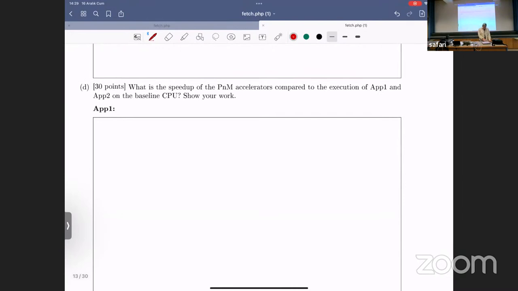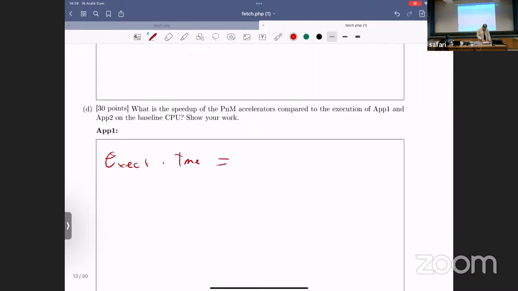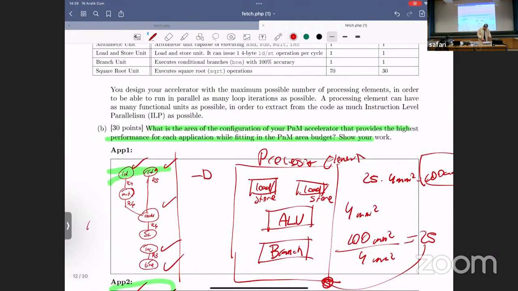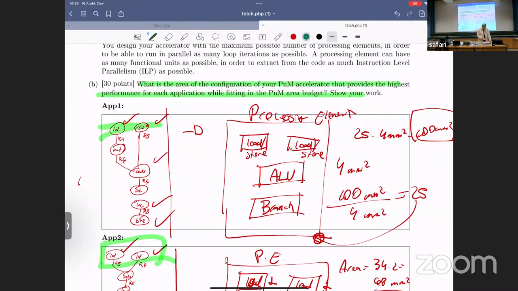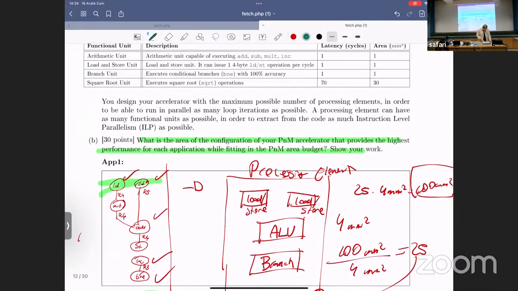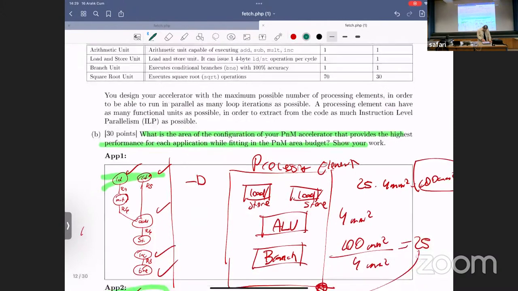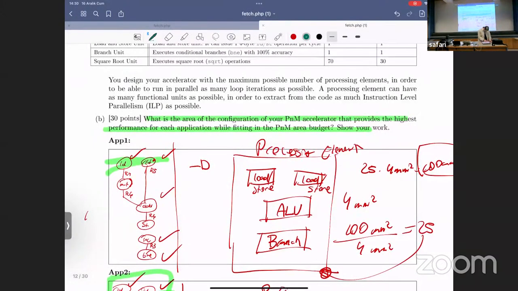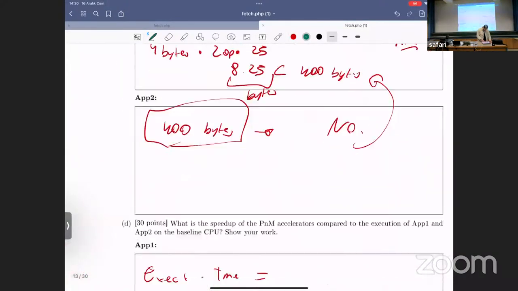Okay, so what is the speedup of the processing near memory accelerator compared to the execution of the CPU baseline? Basically you need to figure out the execution time of your accelerator. The latency of a single iteration here is going to be one cycle here, one cycle here, another cycle here. So 1, 2, 3, 4, 5, 6, 7. So it's going to take 7 cycles.